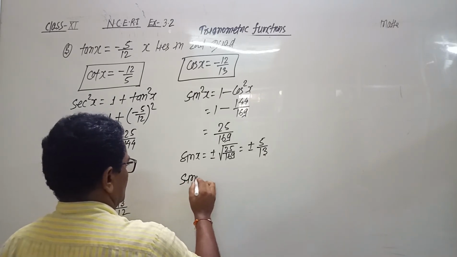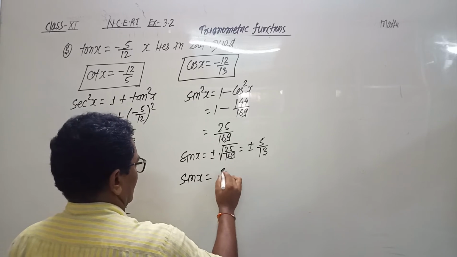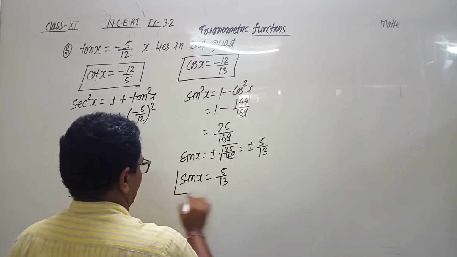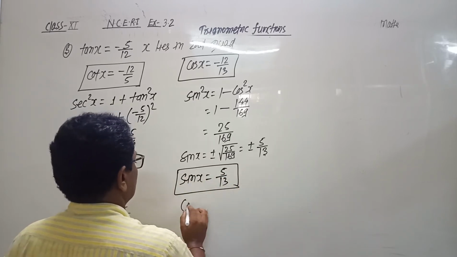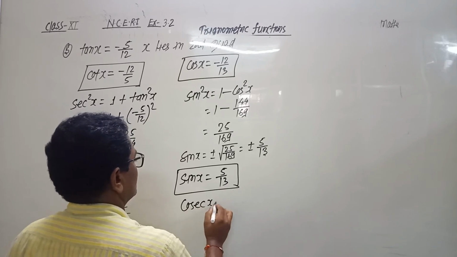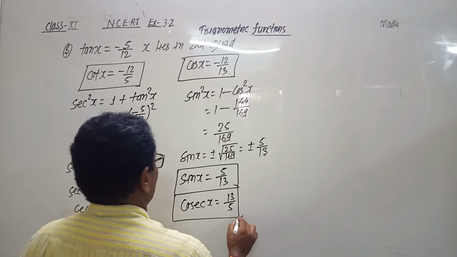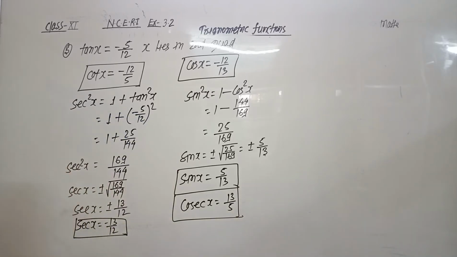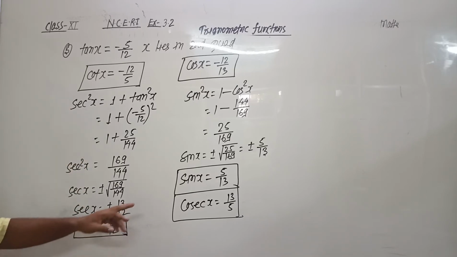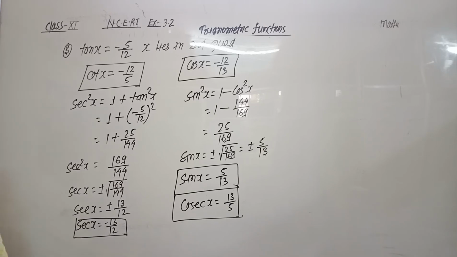So we take the positive value of sin, 5 by 13, and cosec x is the reciprocal of sin, so it becomes 13 by 5. So we get all the other trigonometric ratios: cot x, sec x, sin x, cosec x, and cos x.